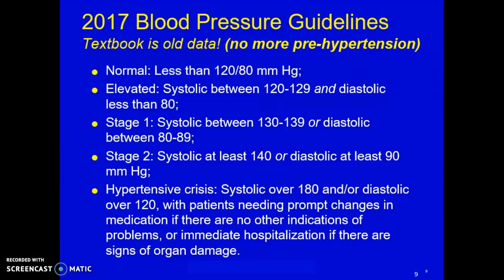Normal is less than 120 over 80. It used to be, I think, 130 over 90, and so they have changed that. And then elevated means that there is systolic between 120 to 129 and diastolic less than 80. Stage 1 is systolic between 130 to 139 or diastolic between 80 and 89. And then stage 2 is systolic at least 140 or diastolic at least 90. And then hypertensive crisis is considered systolic over 180 and/or diastolic over 120.